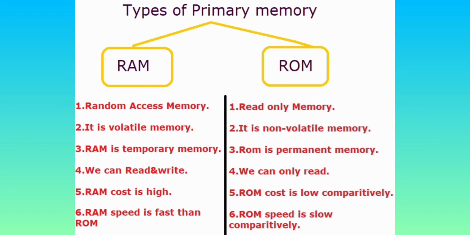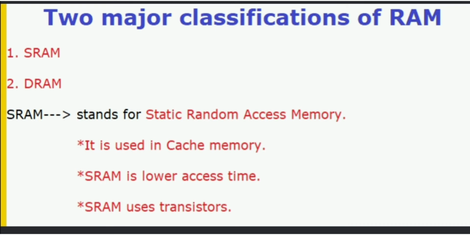So the data will be stored temporarily in the RAM. The data will be stored permanently in ROM. We can read and write in RAM, so we are able to change the data. In ROM we can only read, no modifications are allowed. RAM cost is high compared to ROM. ROM is low cost. RAM speed is fast. ROM is slow.